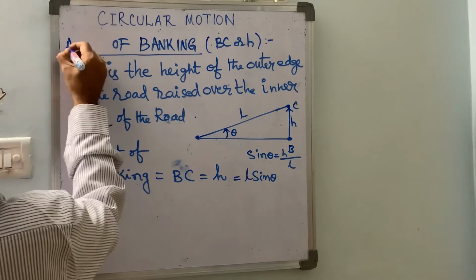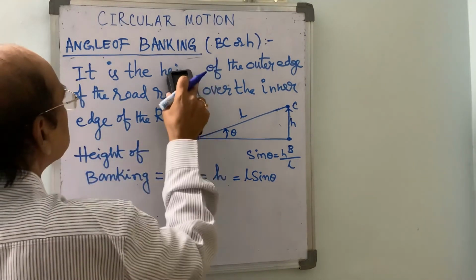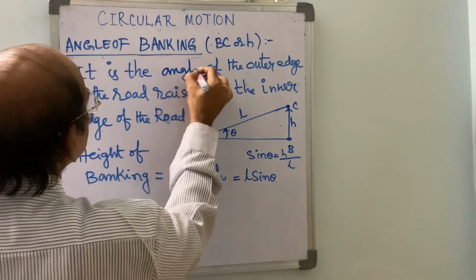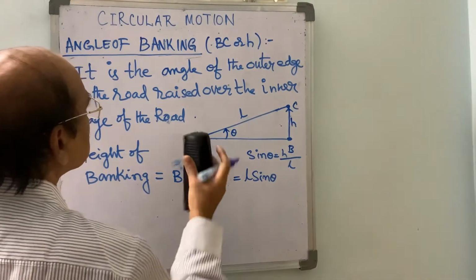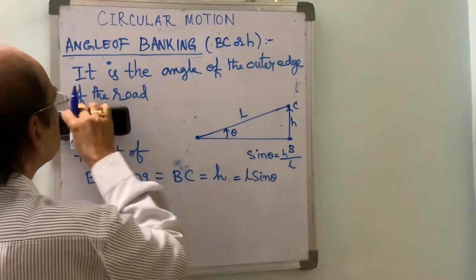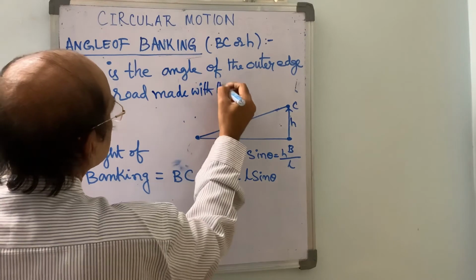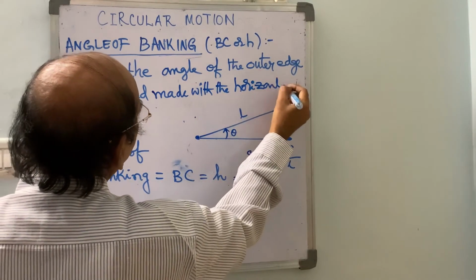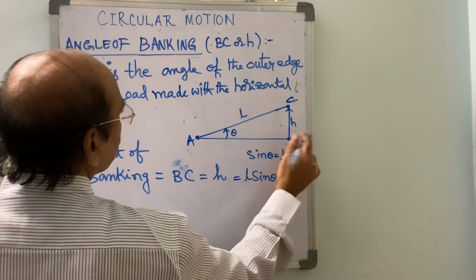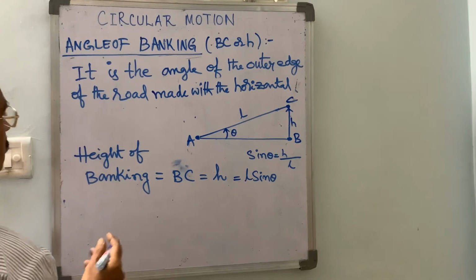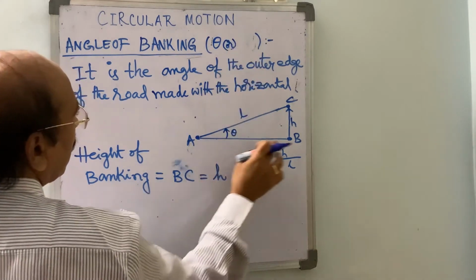Next, angle of banking. Let us derive the expression for angle of banking. It is the angle that the outer edge of the road, raised over the inner edge, makes with the horizontal road AB. This theta is the angle BAC.